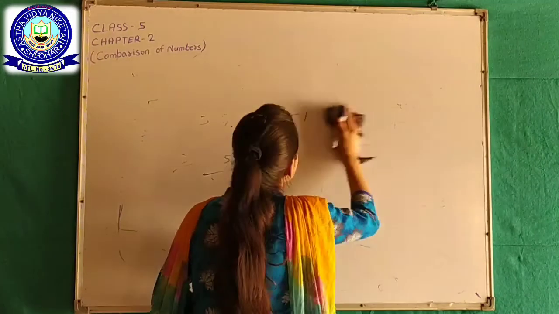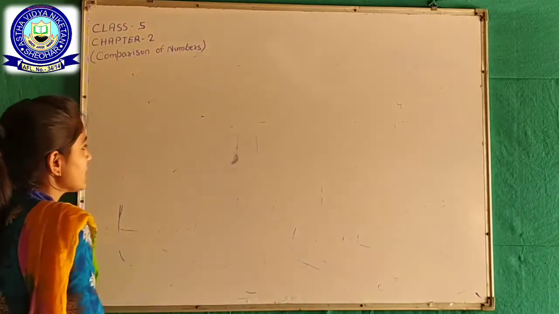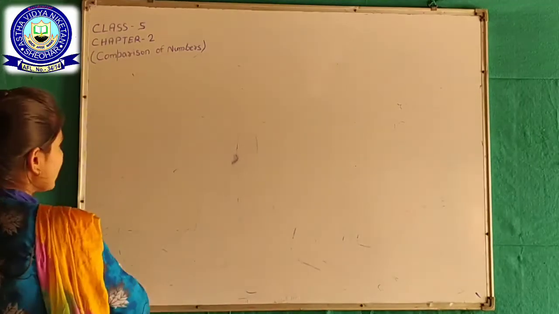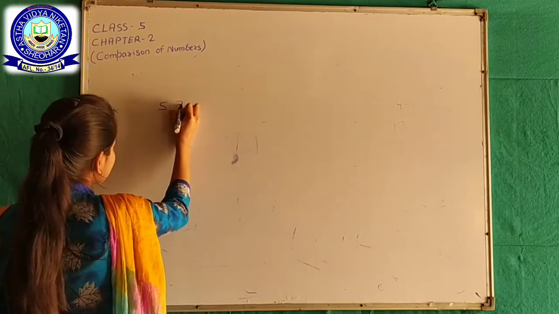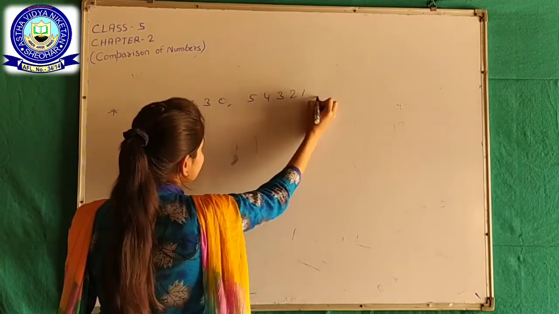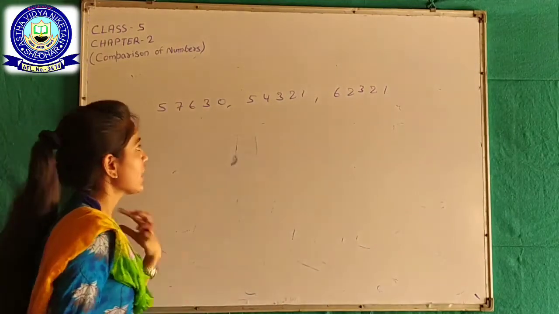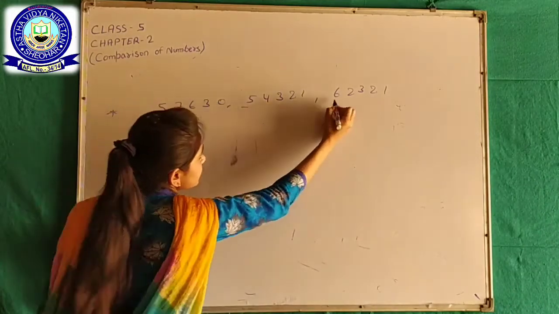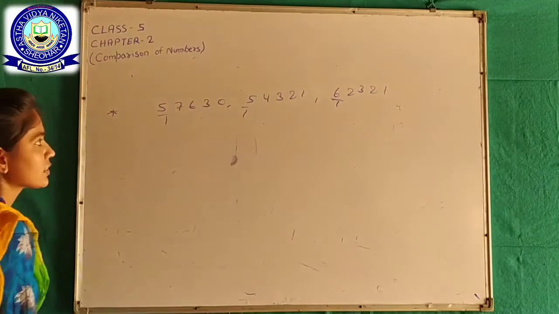You all know what the comparison of numbers is, which number is greater than and which number is smaller than. And now you have to arrange these numbers in ascending order and in descending order. Here are some numbers. You have to write them in ascending order. First of all, you have to compare these digits. Here is 5 and here is 5, here is 6. Which one is greater?